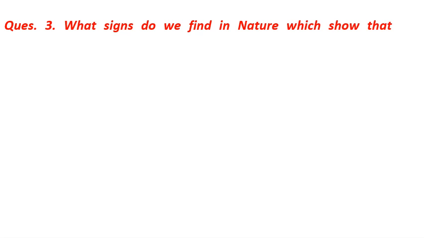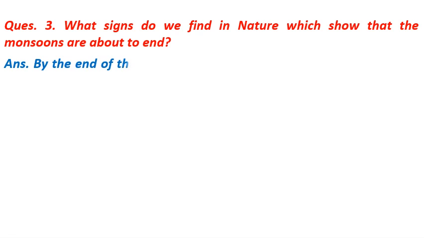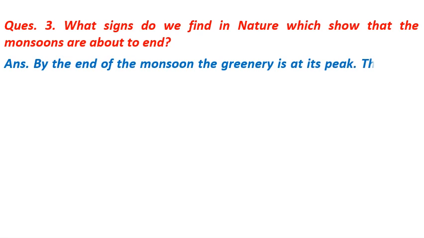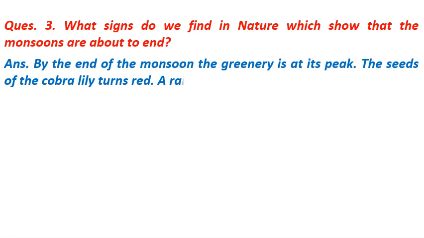Question number 3 is, what signs do we find in nature which show that the monsoon is about to end? The answer of the question is, by the end of monsoon, the greenery is at its peak. The seeds of the cobra lily turn red. A rainbow is formed in the sky.